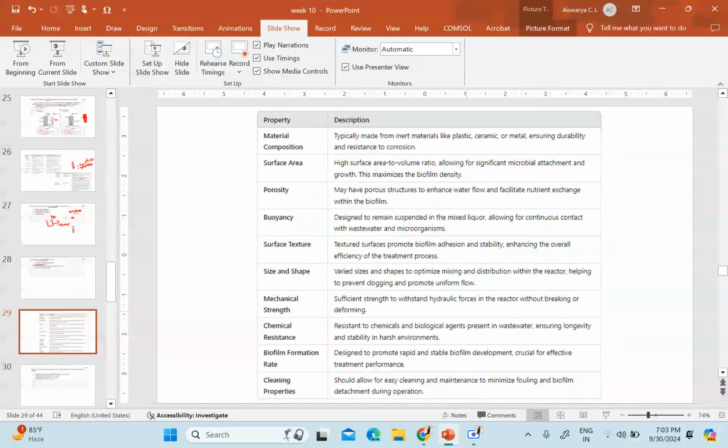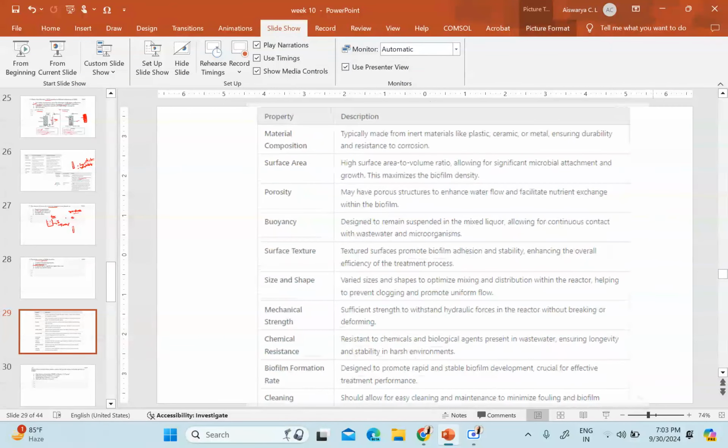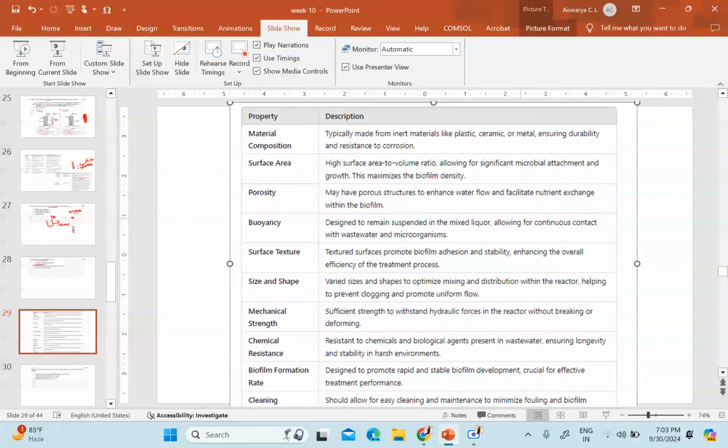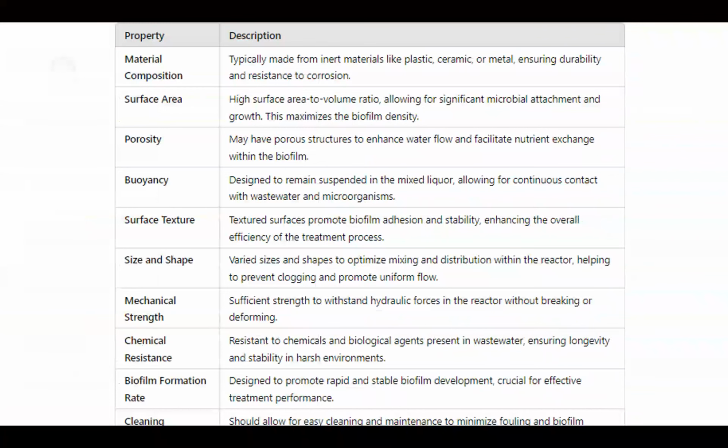I have just given the properties of a proper MBBR biofilm carrier that we are using, what will be the properties needed. First of all, material composition: typically made from inert materials like plastic, ceramics, or metal, ensuring durability and resistance to corrosion. That resistance to corrosion means if you use a normal metal, then what happens? Corrosion happens because there are different varieties of salt present in the wastewater.